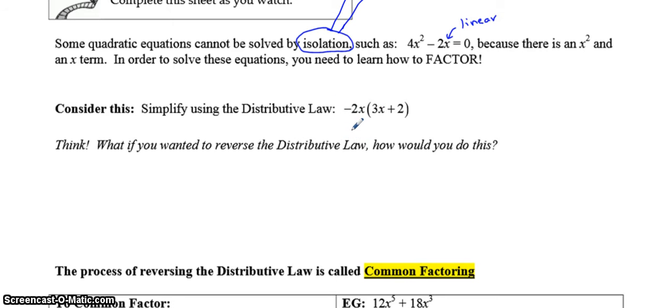Common factoring is just the reverse of the distributive law. So remember, the distributive law is when you take what is outside and multiply it by what is inside. So negative 2x times 3x is negative 6x squared. Negative 2x times negative 2 is negative 4x. Going from this as the question to this as the answer is what we call simplifying.